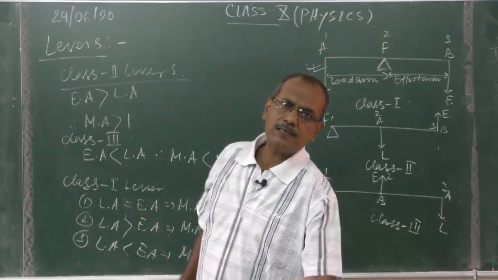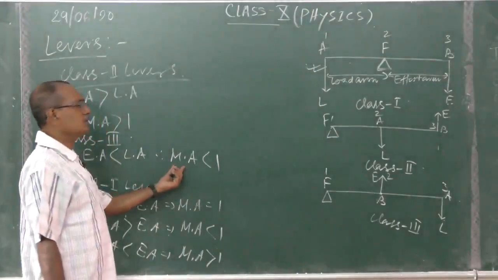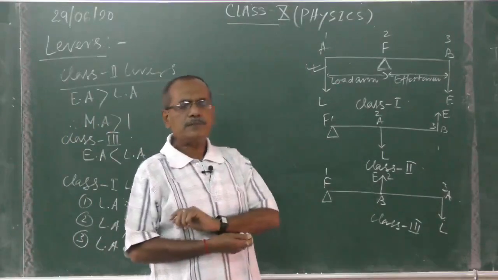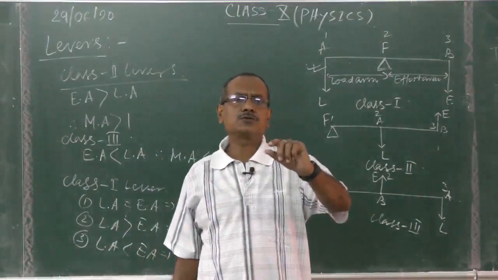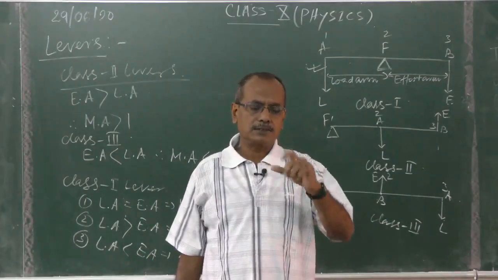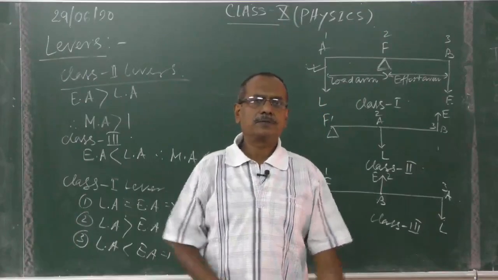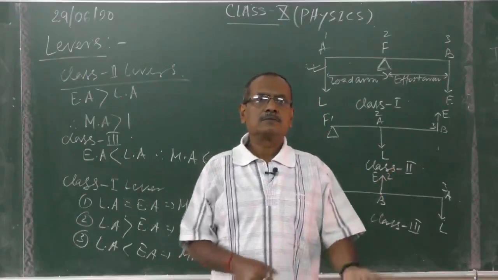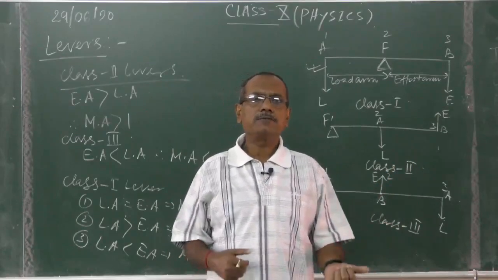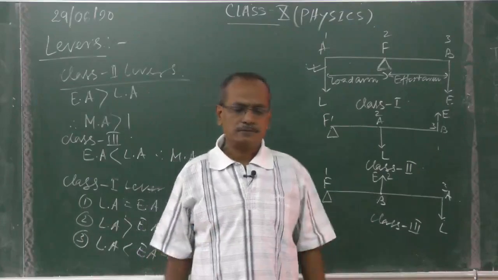In case of class 3 lever, mechanical advantage is always less than what? 1. Just simply I am giving you the sugar tong, ice tong, chimta, that is tong. That is spade, lifting soil, sand, whatever. Spade means we know this one as belcha.